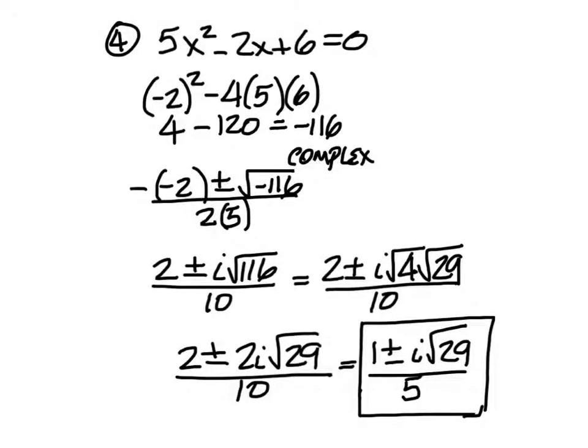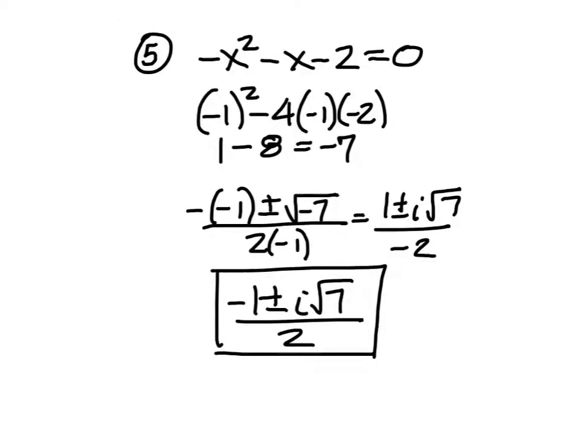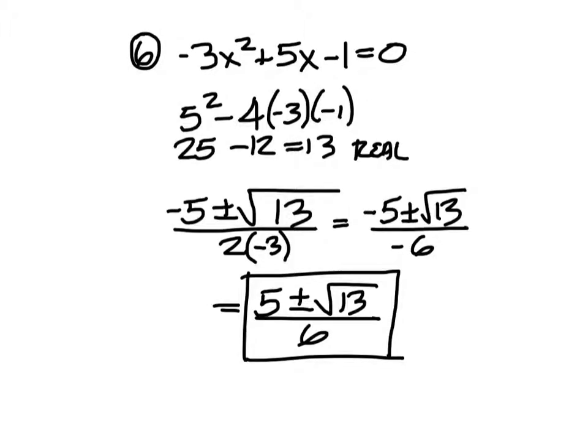4, 1 plus or minus i square root of 29 over 5. 5 is negative 1 plus or minus i square root of 7 over 2. This one we also had to multiply by negative 1. This did not change. 6 is 5 plus or minus square root of 13 over 6. Another one with a negative on the bottom. This did not change, but this one and this one did.